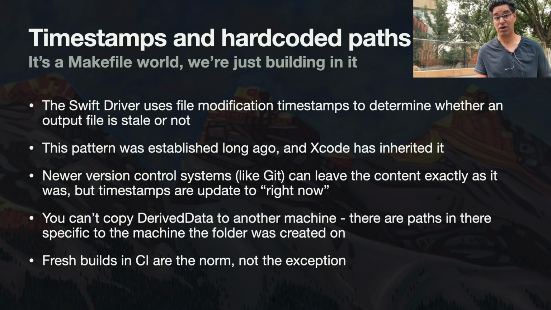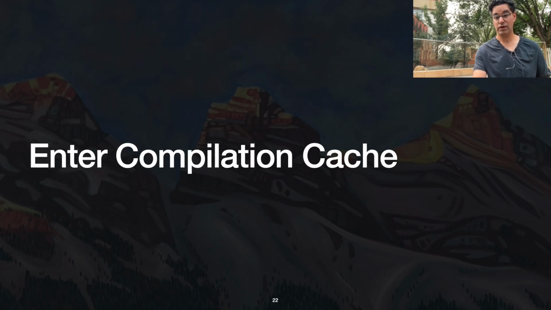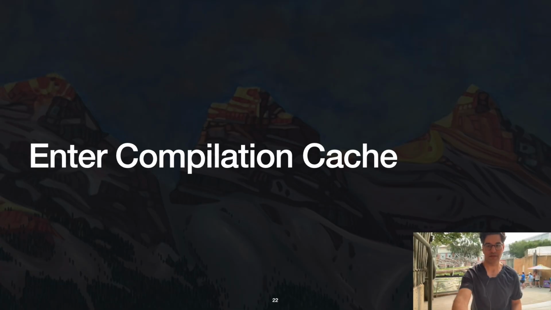This is also going to be a problem for our CI machines. You can't just pick up derived data and plop it on another machine. It just doesn't work. So how can we help with that? This is where the compilation cache comes in. What has Apple given us then to allow us to do this? Well, we start with the compilation cache.